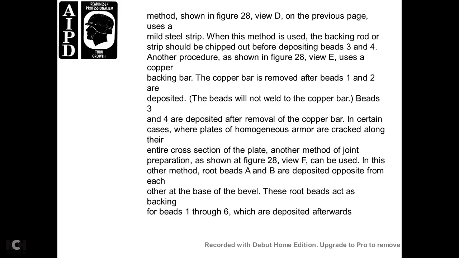Another procedure is shown in figure 28, view E. Usually the copper backing bar is removed after beads 1 and 2 are deposited, since the copper bar will not be welded. Beads 3 and 4 are deposited after removal of the copper bar. In certain locations where the homogeneous armor plates are cracked along their entire cross section, another method of joint preparation is shown in figure 28, view F.